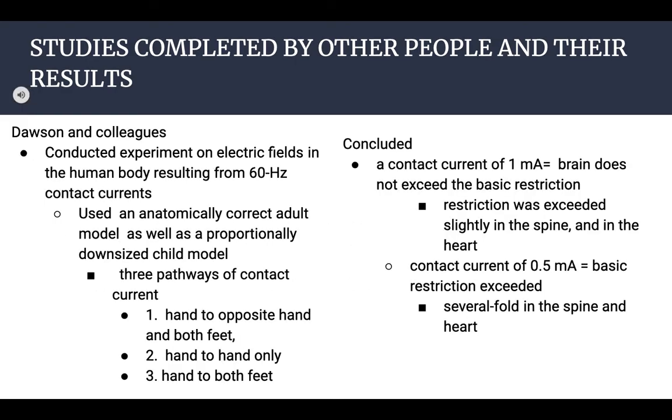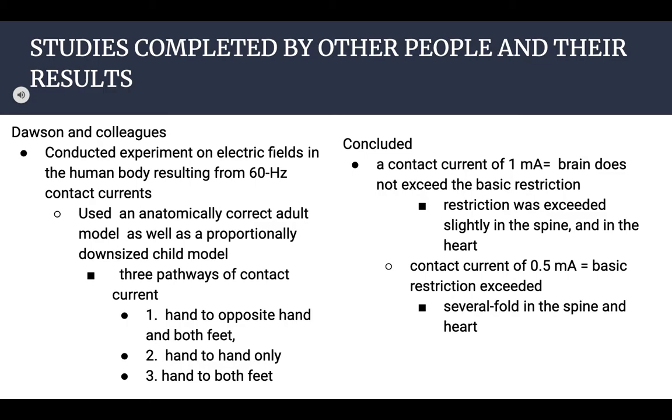An experiment was conducted by Dawson and some of his colleagues about electrical fields in the human body resulting from 60 Hz contact currents. Dawson's idea was to relate current density and electric field within excitable tissues and bone marrow due to contact current. However, with the voltage he had in mind, a shock to a person would excite their tissues so much that they would become damaged, or worse, death could occur. So instead, he decided to use a mannequin-like figure to represent a man. So then he created an anatomically correct adult model to use, as well as a proportionally downsized child model.